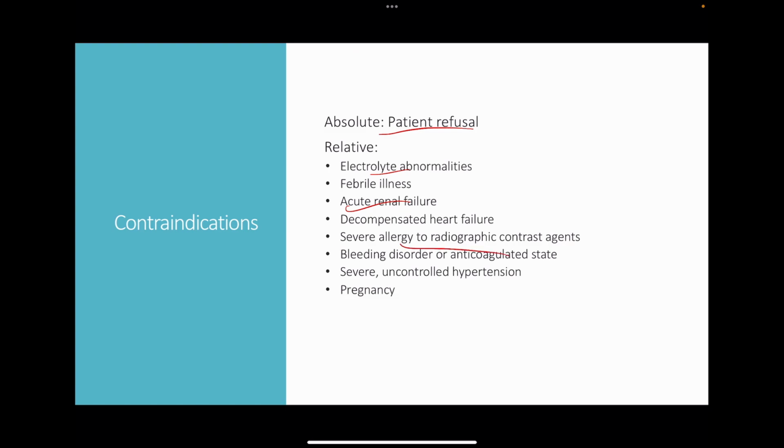Any allergy to that contrast agent. Depending on how badly they need this catheterization, you can pre-medicate them with some Benadryl and some fluids to help alleviate any of those allergy responses. Pregnancy, because you can't give contrast dye to a pregnant woman.